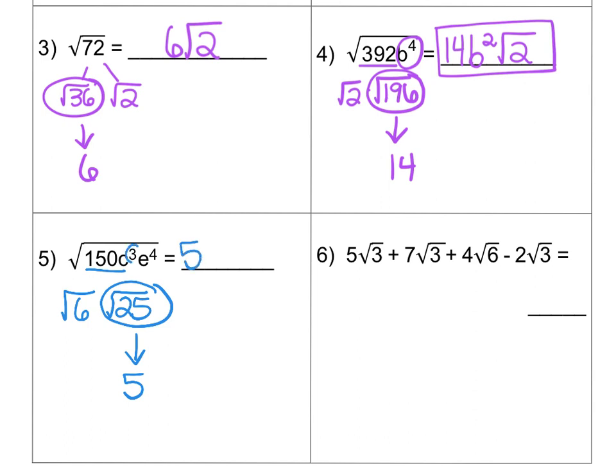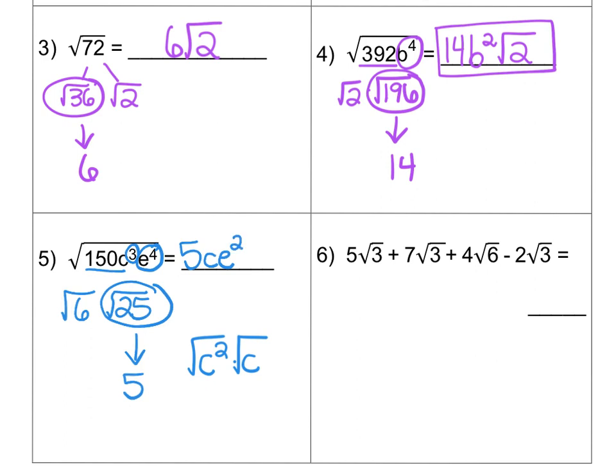I can see c to the 3rd is not a perfect square, so remember, I'm going to drop that down to c squared times c. The square root of c squared is c, because I'm going to divide that in half. But that's going to leave a c inside the radical as well. So I need to remember that. E to the fourth is a perfect square. I divide it by 2, and e squared is what comes out.